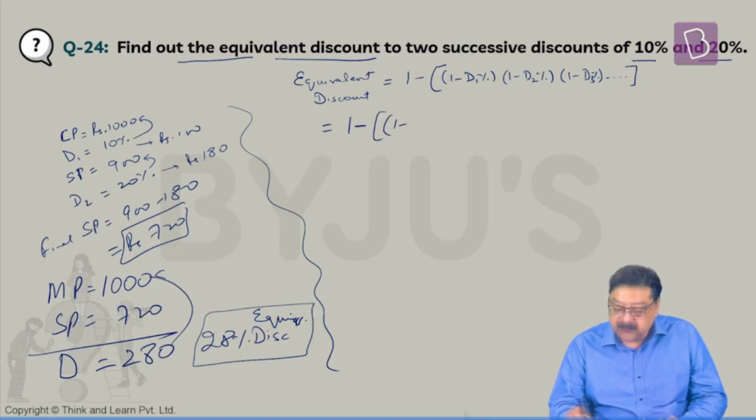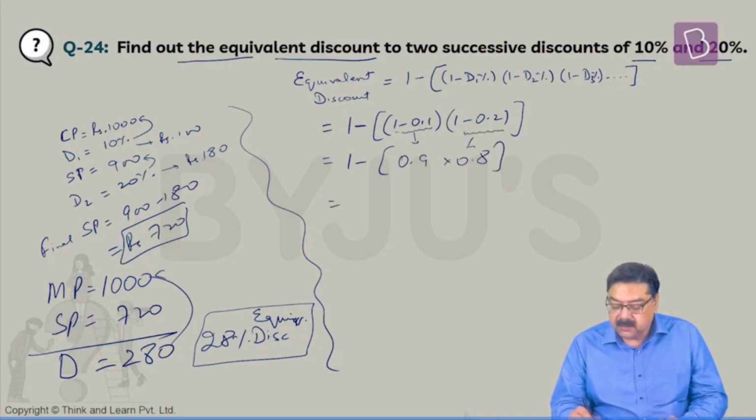1 minus first discount is 10%, so 0.1, into 1 minus second discount is 20%, so 0.2. 1 minus 0.1 is 0.9. 1 minus 0.2 is 0.8. So it is 1 minus 0.72, which is 0.28, and 0.28 means 28% discount.